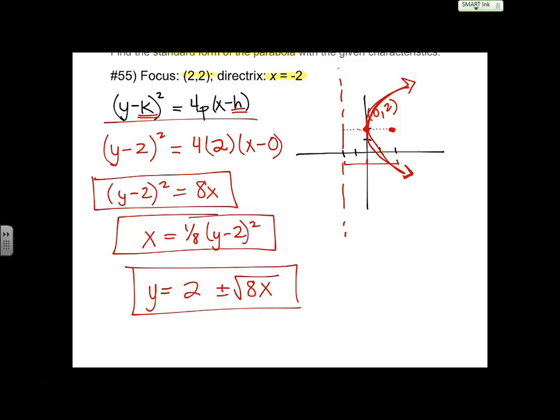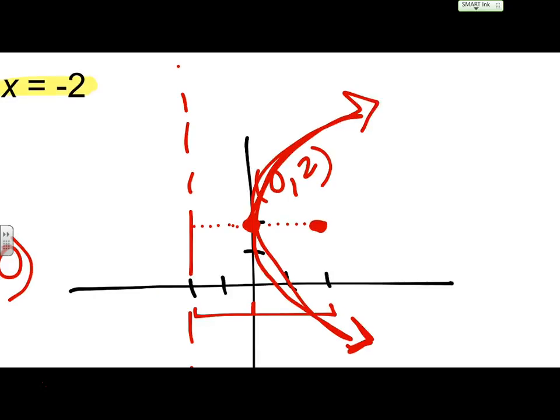Yeah, Kristen. How did you get the 0 again at the top? Oh, from the vertex. So I knew that, if you draw a line from the focus to the directrix, like a straight line, sometimes it's horizontal, sometimes it's vertical, I know the vertex has to be on that line and has to be at an equal distance from each of them. So once I got 0, 2, then I was able to go ahead and plug in. My h is 0, my k is 2.